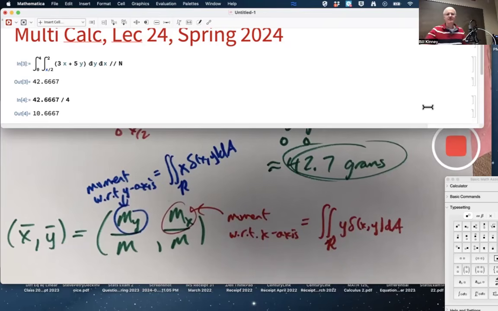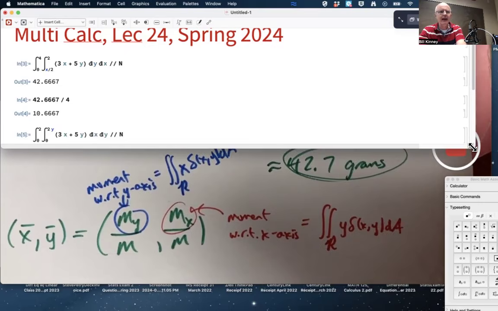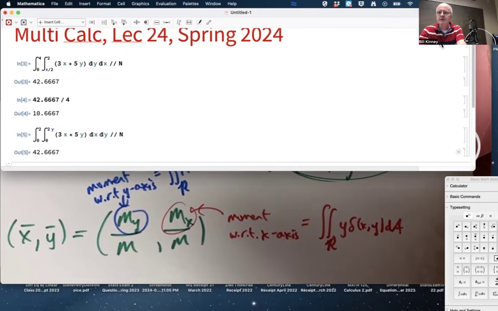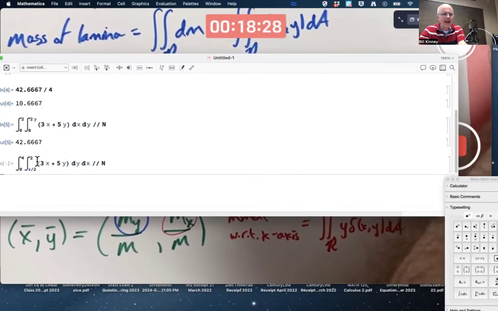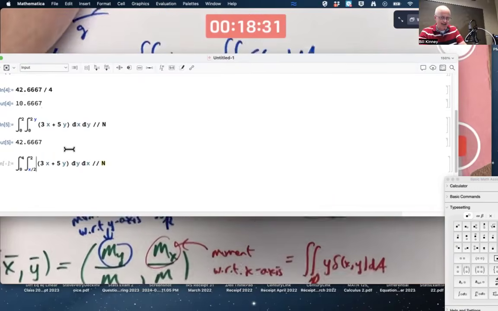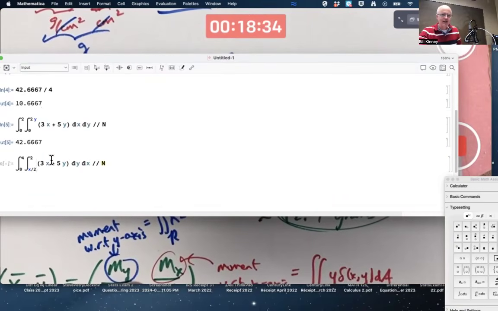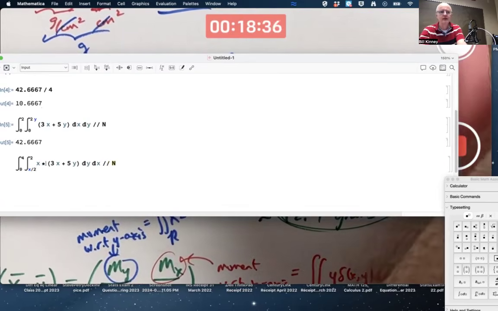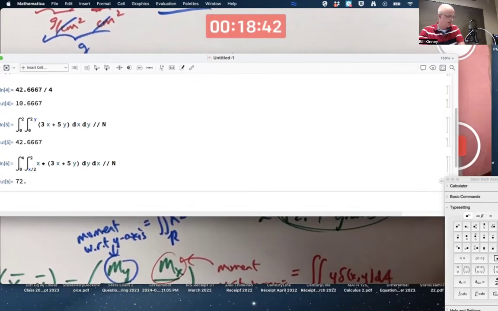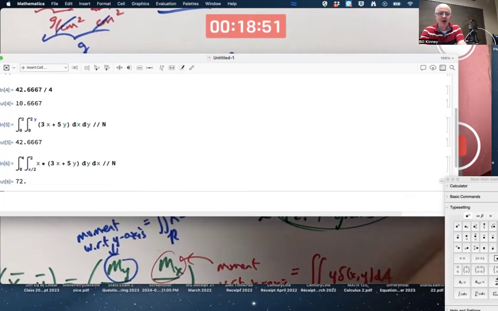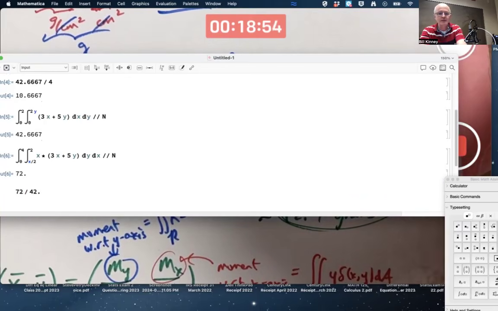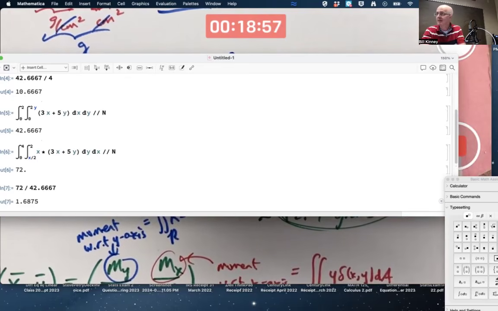Okay? As far as figuring out what these things are, again, you should be able to do it by hand. For our purposes, we just have Mathematica do it. So for m sub y, you need an extra factor of x in here. The moment there for m sub y, that's going to lead to x bar, center of mass in the x direction, is going to be 72. X bar itself will then be 72 divided by 42.6667, about 1.7.